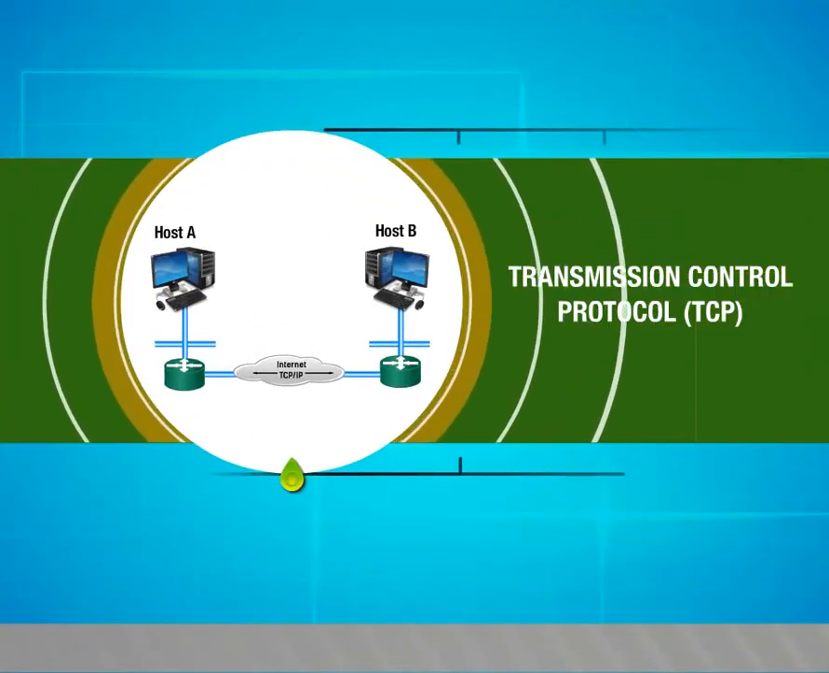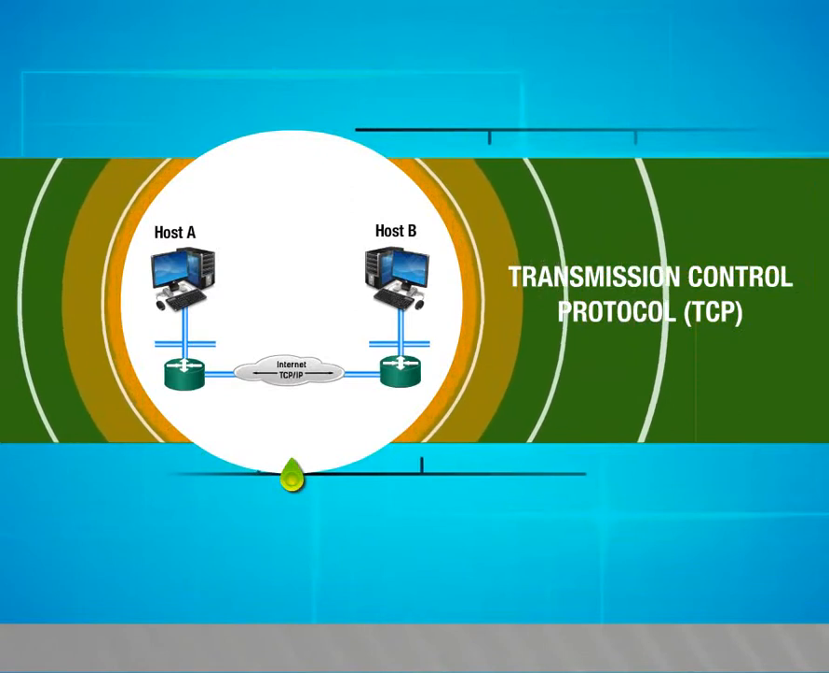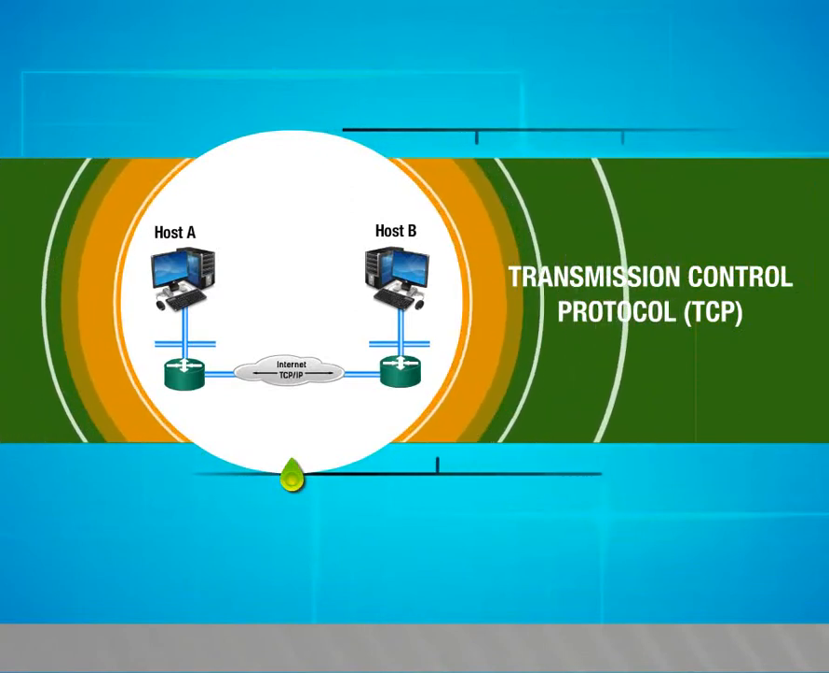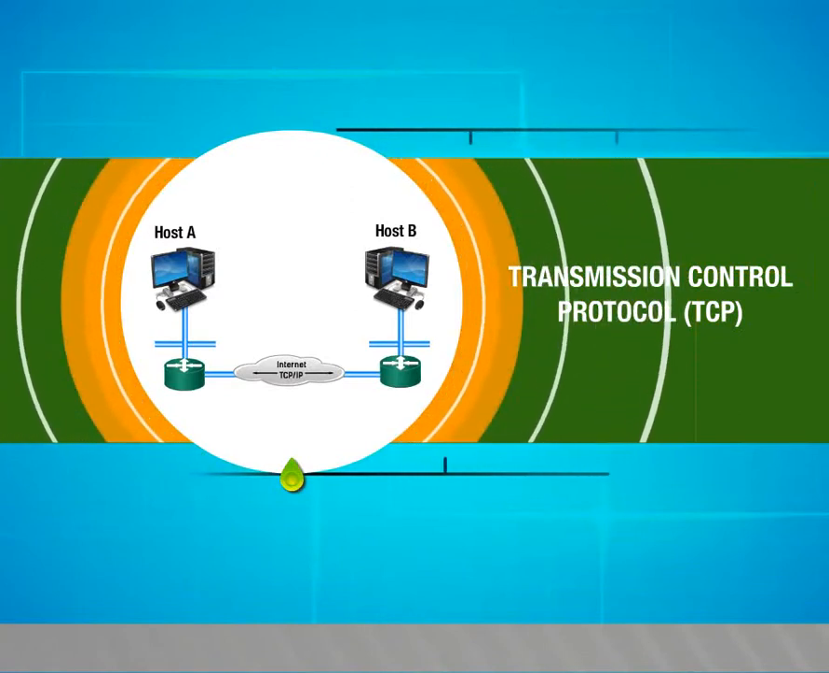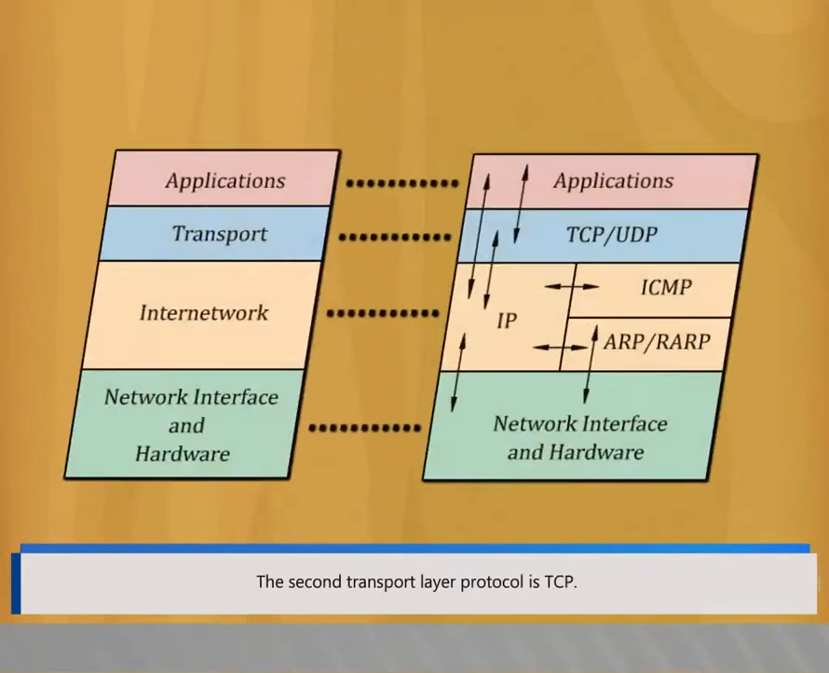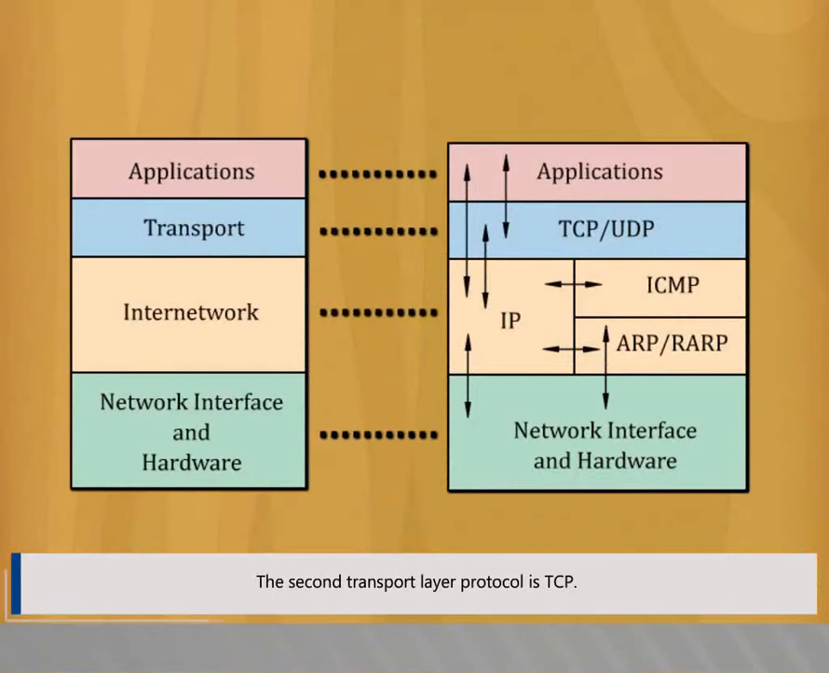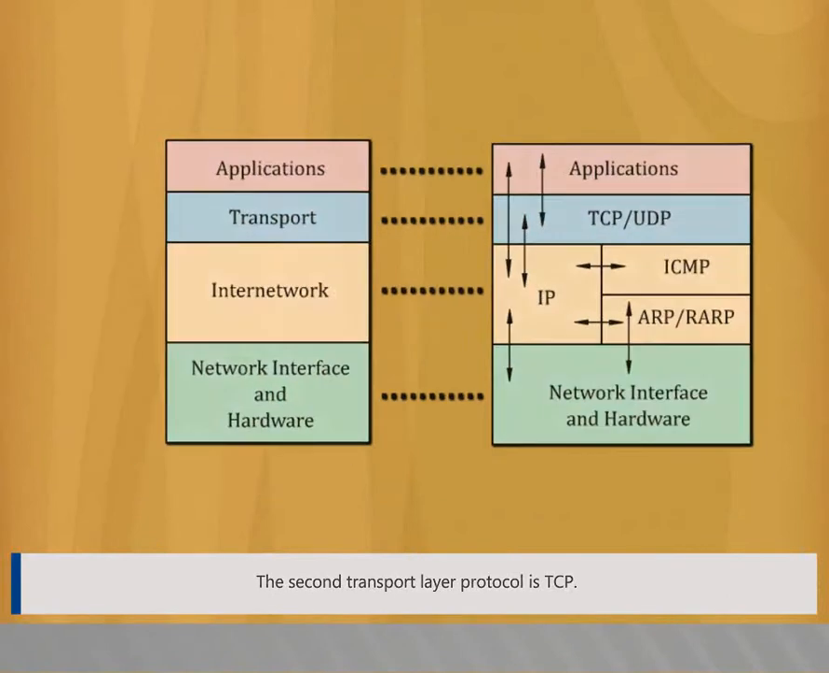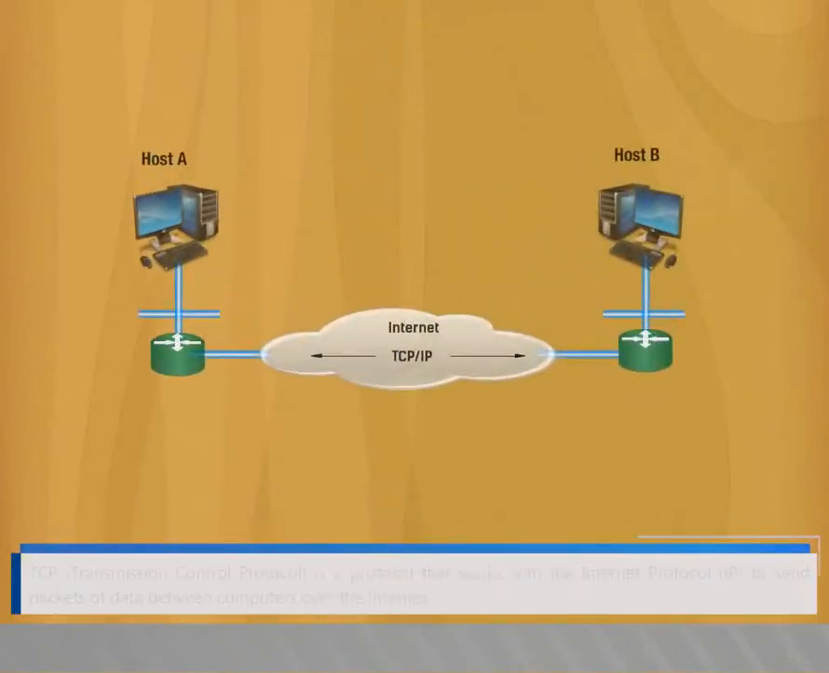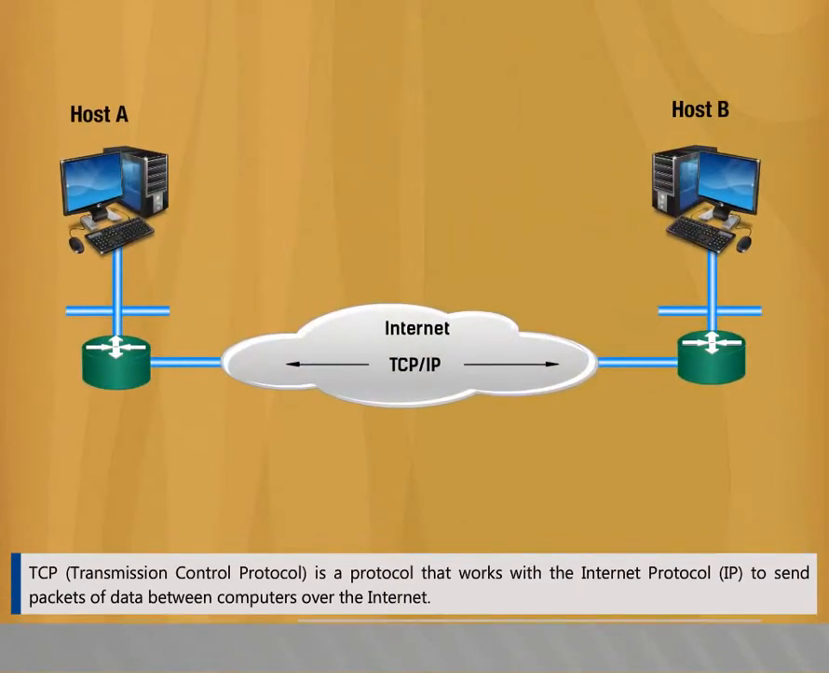Transmission Control Protocol (TCP). In this video, we are going to see about Transmission Control Protocol (TCP). The second transport layer protocol is TCP. TCP, Transmission Control Protocol, is a protocol that works with the Internet Protocol, IP, to send packets of data between computers over the Internet.